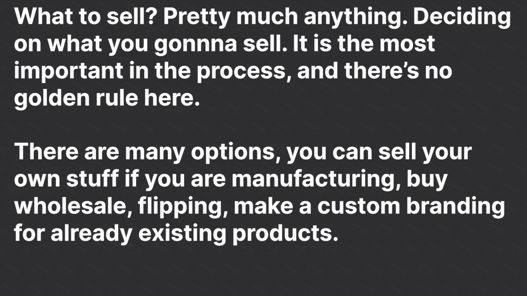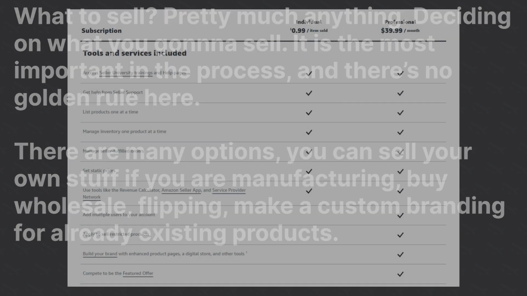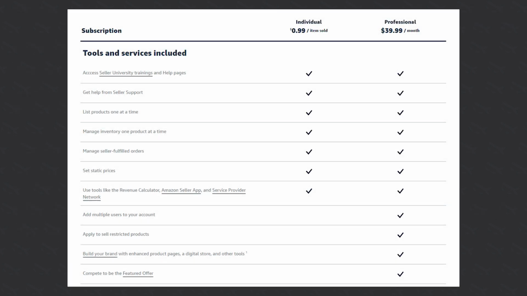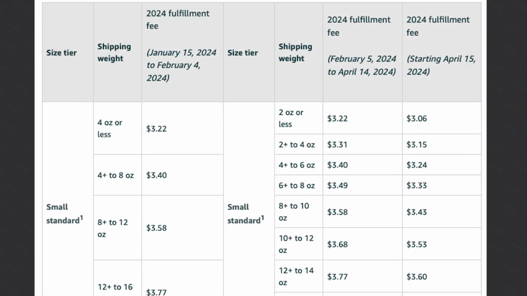You can sell your own stuff if you are manufacturing, buy wholesale, flip, or make a custom branding for already existing products. They offer two plans. You can see them now, as they say. If you don't plan to sell more than 40 products per month, you can go with individual. Link to the whole page is in the description. It's not that straightforward. It's the most risky and complicated model of those three. Obviously, as Amazon stores and ships, you will have to pay them for that. If you want to know more about pricing, Jungle Scout has an article covering that. This video is just a general introduction and explanation.